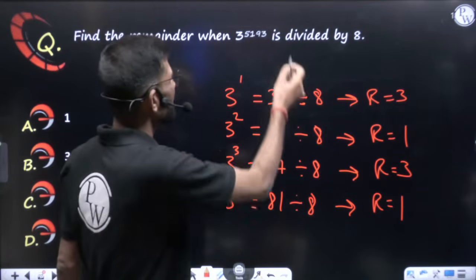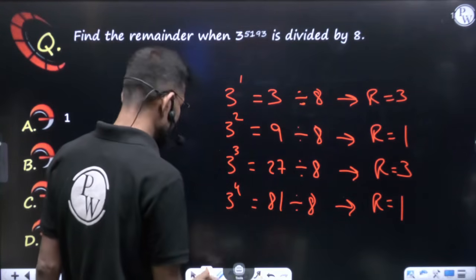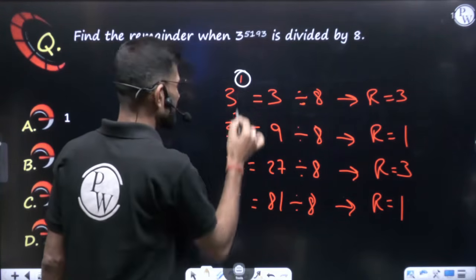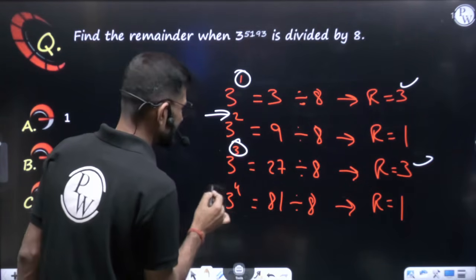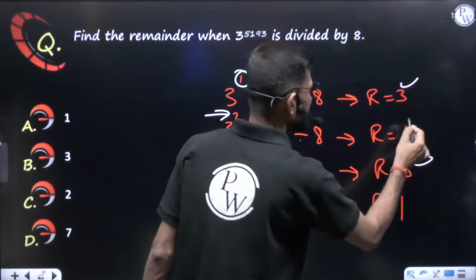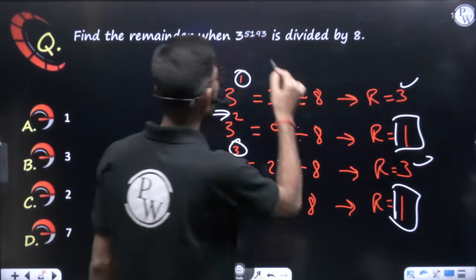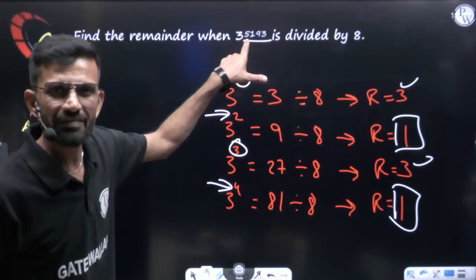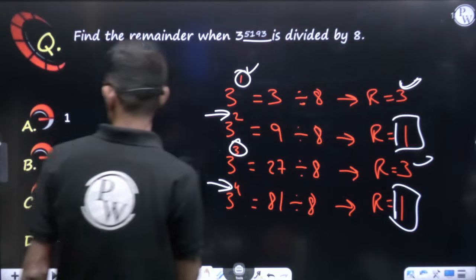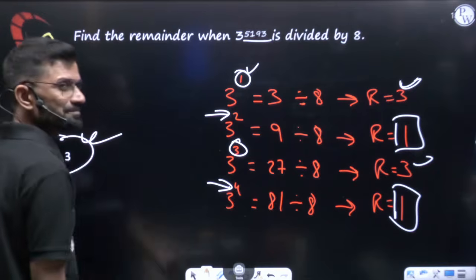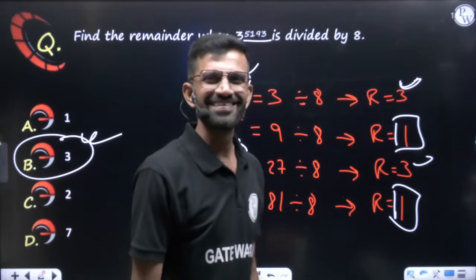So we can say whenever the power is an odd number for 3, remainder is coming 3. When the power is an even number for 3, remainder is coming 1. So see the power and say whether power is an odd number or even number. This is an odd number. So whenever power is an odd number, remainder is coming 3. That is option B. Simple. Next question.